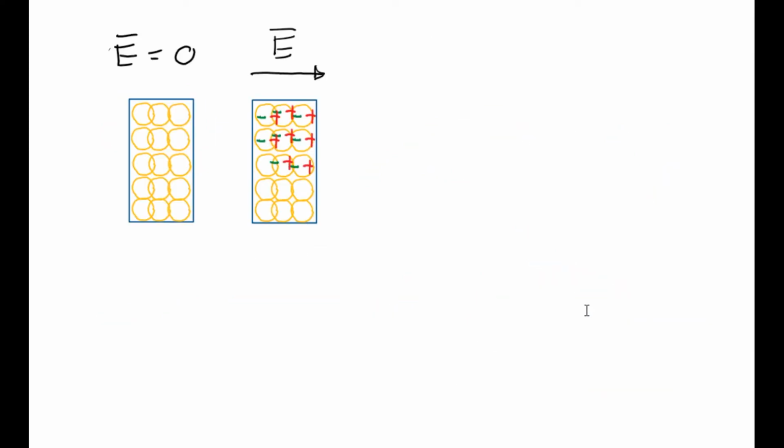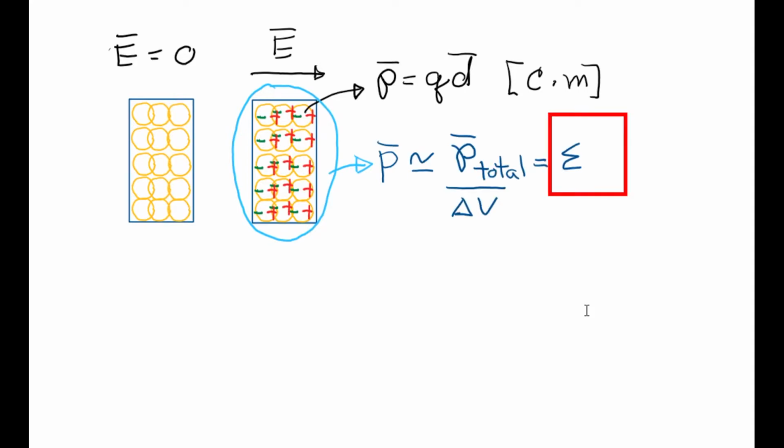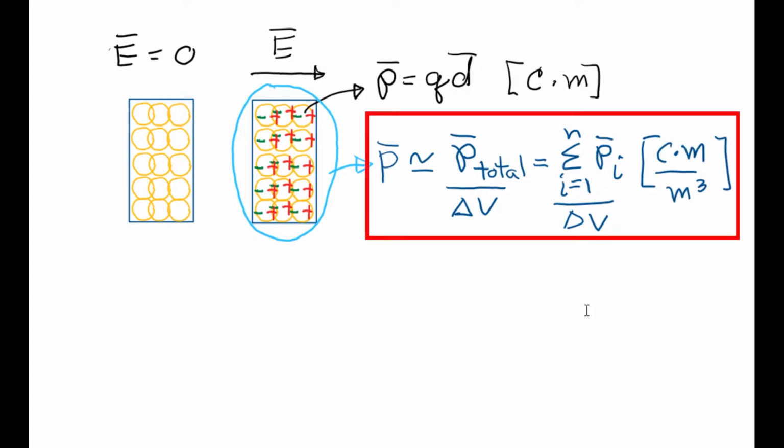Here is how it looks in the dielectric material. Here's the electric dipole moment of each atom. Look at the macroscopic structure of the dielectric. We define the electric dipole moment density, or the electric dipole moment per cubic meter. This quantity is called polarization.